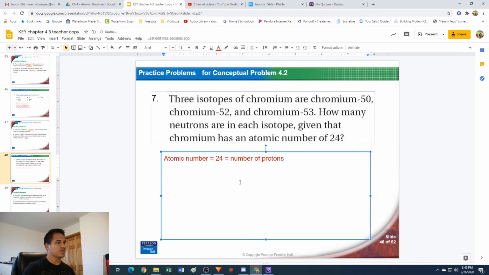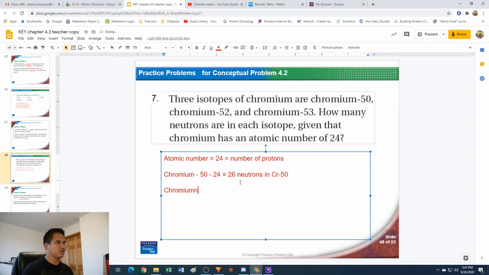So what we're going to do is take the mass number of each of these. So for chromium 50, we're going to take the mass number, and we're going to subtract 24 from it, and that will tell us how many neutrons we have. So for chromium 50, 50 minus 24, we get 26 neutrons in, I'm just going to write CR50. CR is the symbol for chromium, so I'm just going to shorthand it, okay?